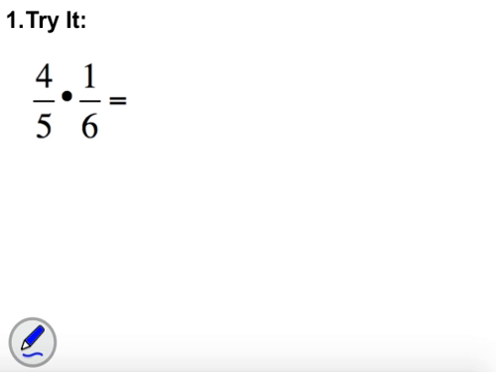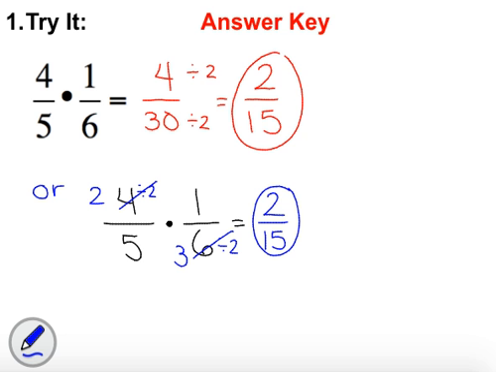Time for you to try it. Pause the video, do the problem yourself, and then hit play to check your answer. You can see both methods there. The first way is up in the top in red. The second way is down at the bottom in the black and blue. But either way, you'll get an answer of 2/15.